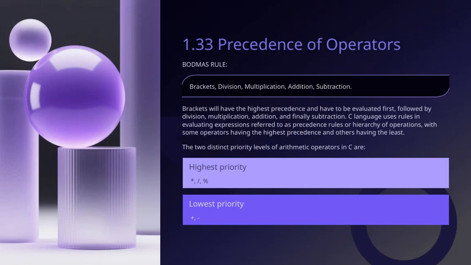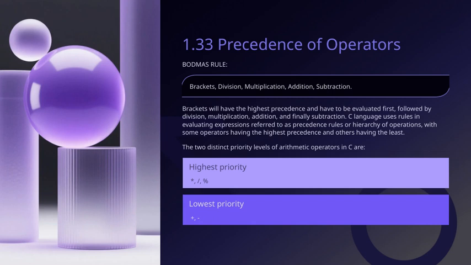Let's talk about the precedence of operators, which is crucial for understanding how expressions are evaluated in programming. The BODMAS rule is a helpful way to remember the order: brackets, division, multiplication, addition, subtraction. Essentially, brackets always take the highest priority and need to be evaluated first. Once that's done, division and multiplication come next, followed by addition and subtraction. In C language, this concept is reflected through what we call precedence rules or the hierarchy of operations.